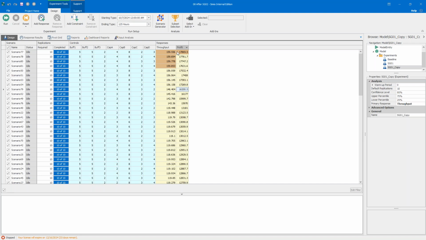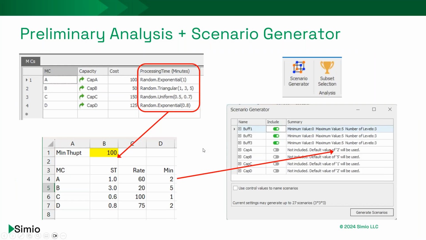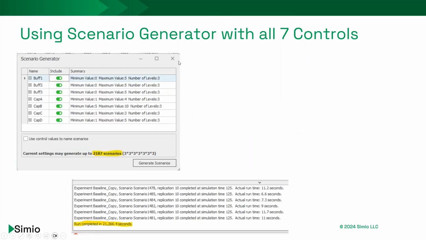Now, some of you are probably asking, why would we do this in 2 steps? Why would I do buffer configuration and machine capacities in 2 different steps? Why not do them all at once? And not surprisingly, I did that. So if I go back and look, if we use all 7 controls, you can see that I have all 7 of them selected. So I have 3 levels of each one of our buffers, and then 3 levels of each one of our machines.